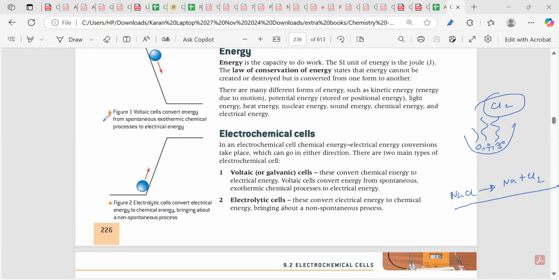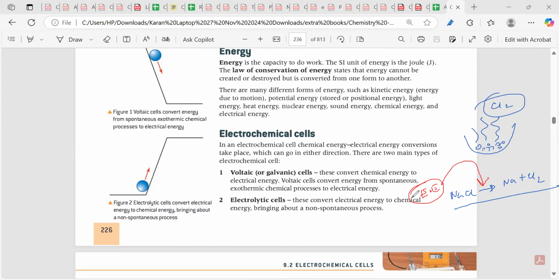So can we force this reaction to happen? Yes, we can force this reaction to happen by passage of electric current. Understood? This is a very important part. When we talk about the electrolytic cell, we force a non-spontaneous reaction to happen by passage of electric current.